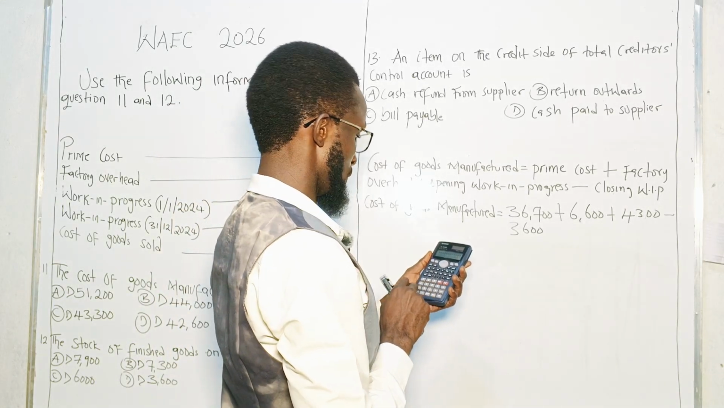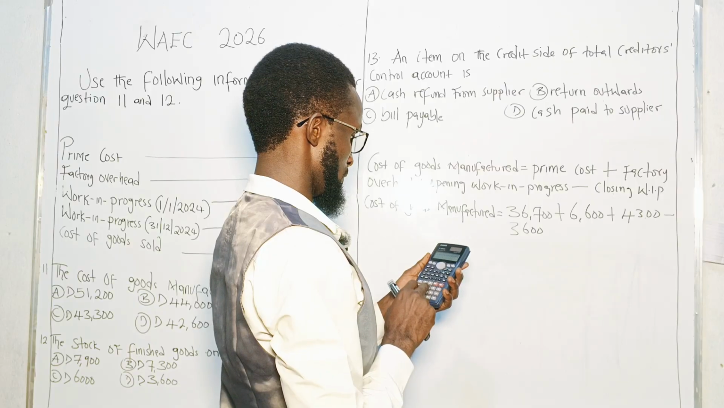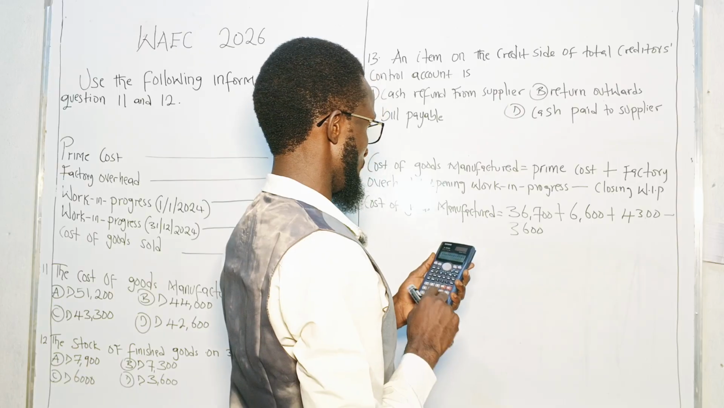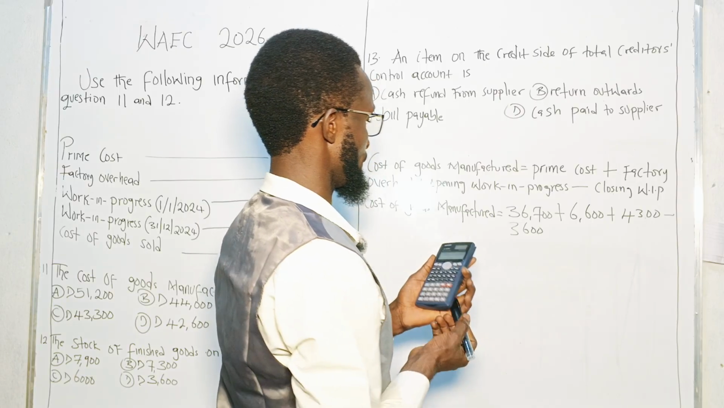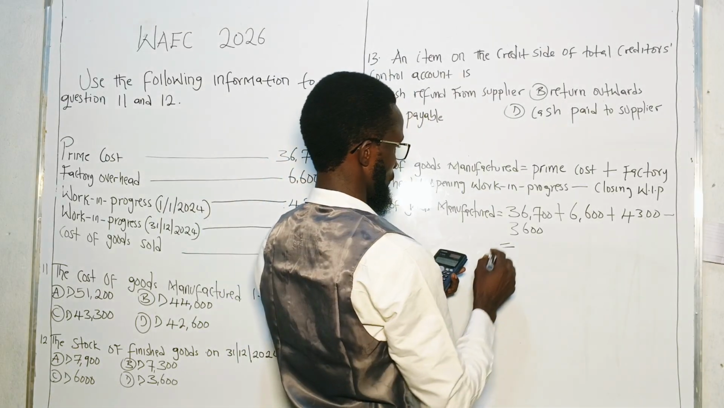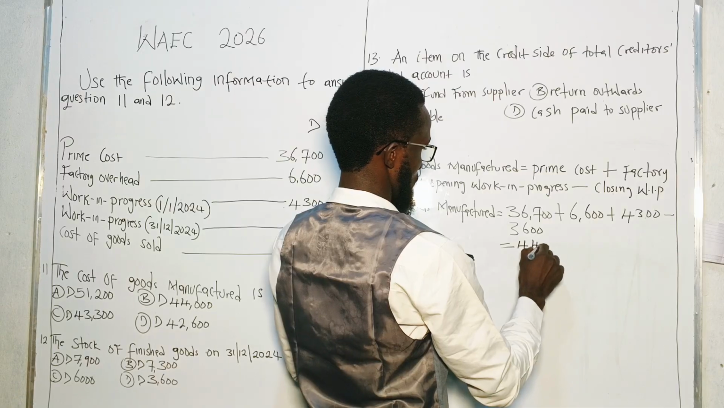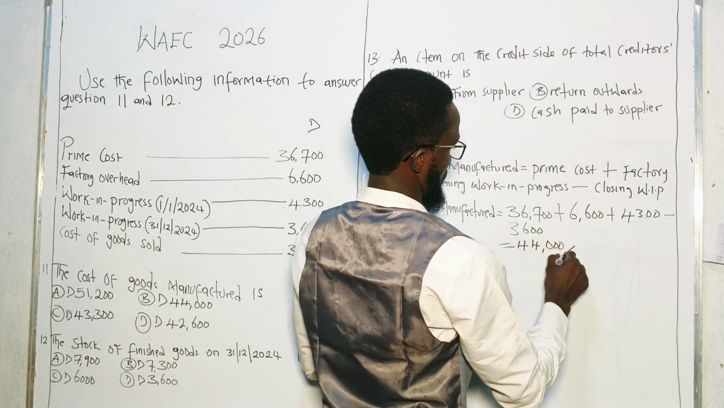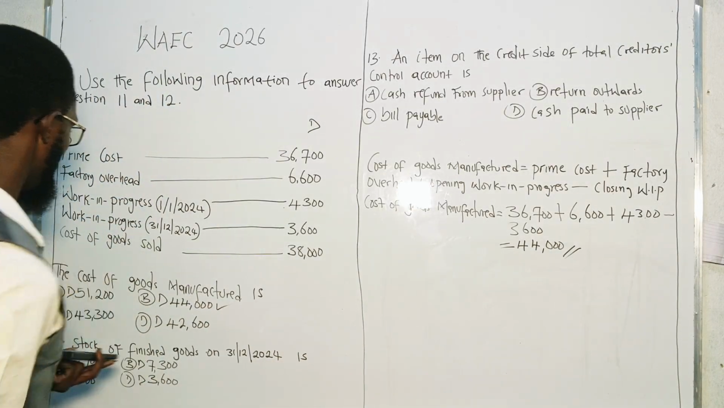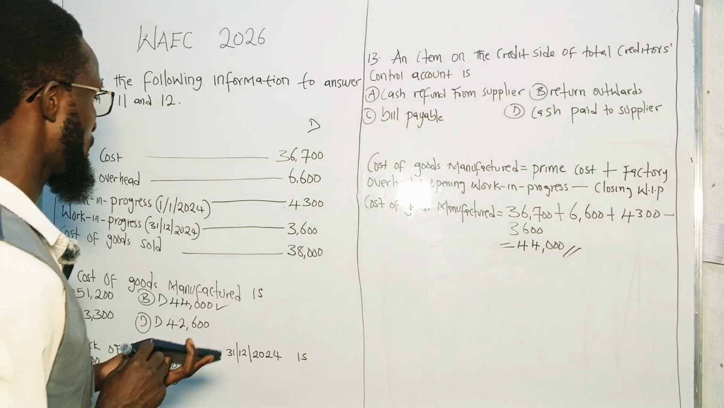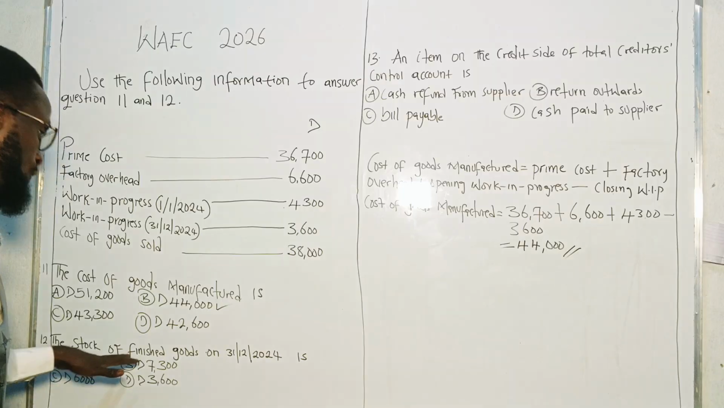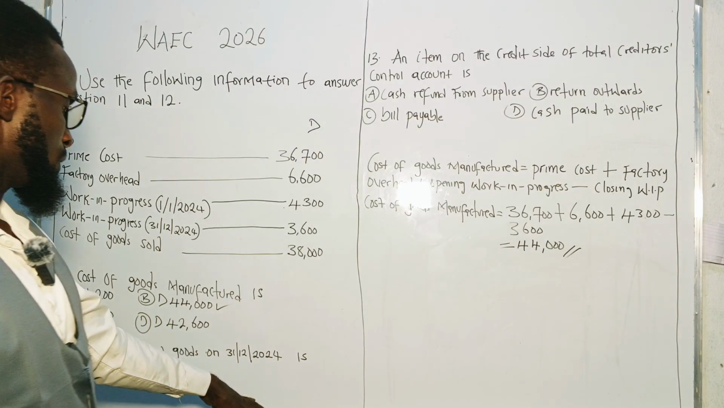36,700 plus 6,600 plus 4,300 minus 3,600. So the summation here will be $44,000. This should be our answer. Let's check the right answer. Yes, our answer is B, that is $44,000. Then the next question asks about the stock of finished goods on 31st December 2024.